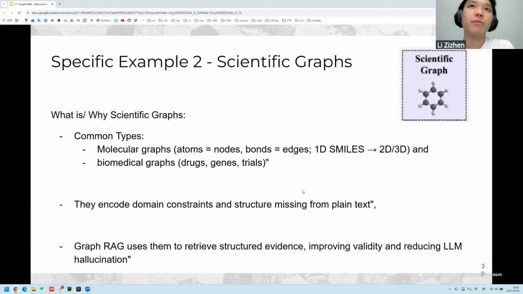Another concrete example is the scientific graph. Some of the common types include the molecular graph and the biomedical graph. One very important property of this kind of graph is that it can encode some domain constraints or structure constraints that are usually missing from plain text. And GraphRAG can use them to retrieve some structural evidence and improve the validity of the LM.